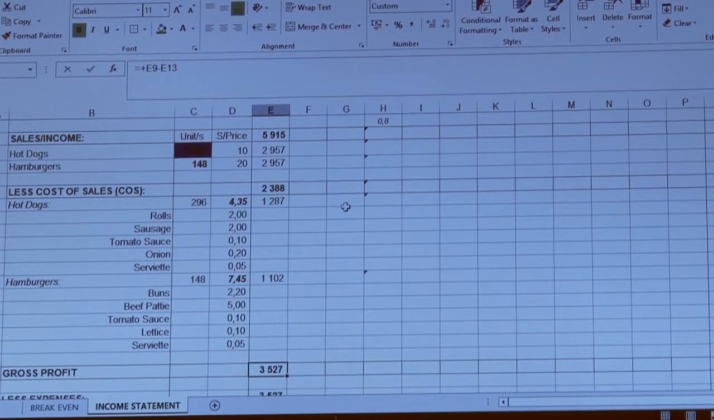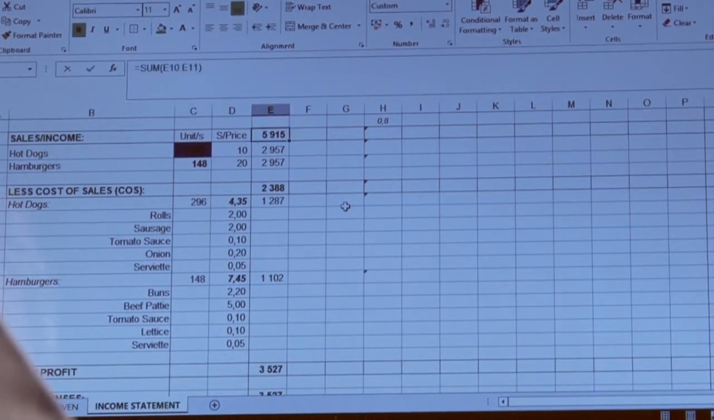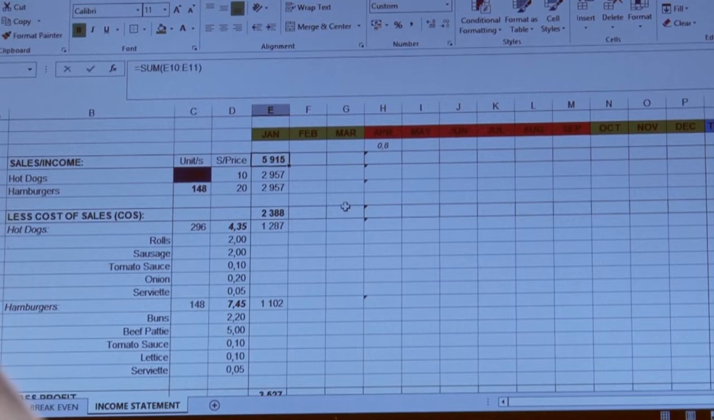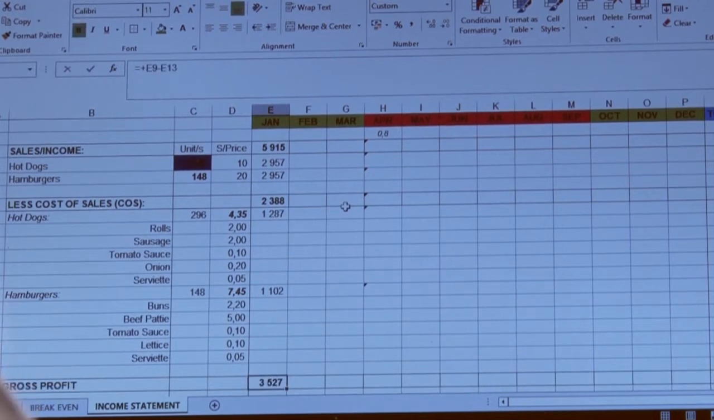And then we minus our fixed expenses. And at a break-even point, our net profit should equal 0. So let's have a look here. There's our sales at the top, 5,915 for the month of January. Our cost of sales is 2,388. And therefore, our sales less cost of sales equals our gross profit of 3,527.